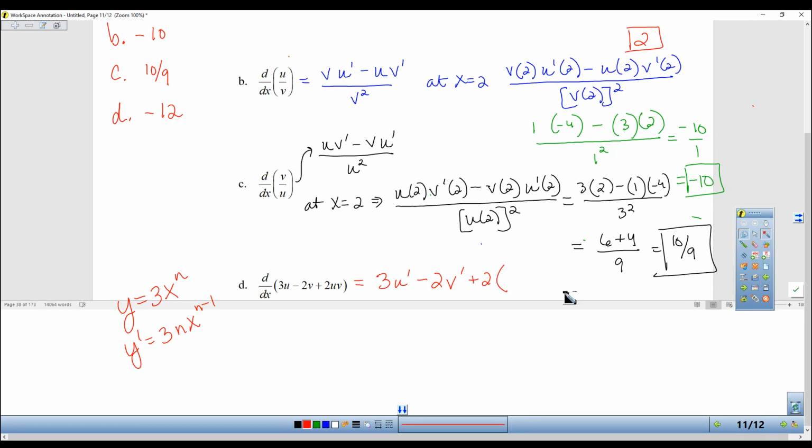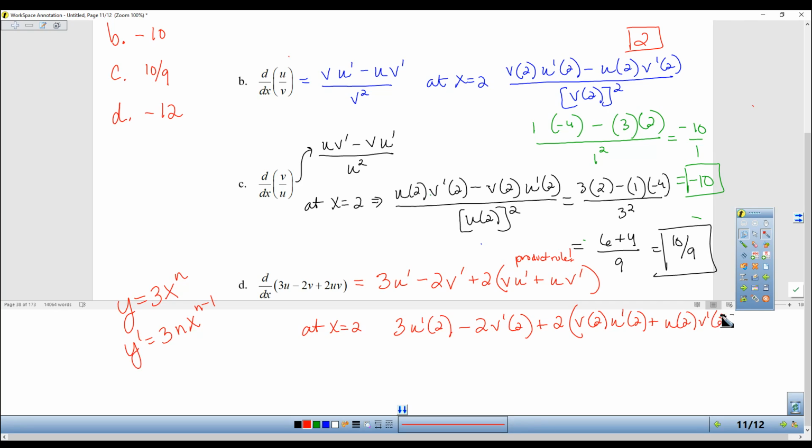Now you need to use the product rule. Most people miss this. It's going to be the second times the derivative of the first plus the first times the derivative of the second. At x equal to 2, this would be 3u prime of 2 minus 2v prime of 2, plus 2 times v of 2, u prime of 2, plus u of 2, v prime of 2.